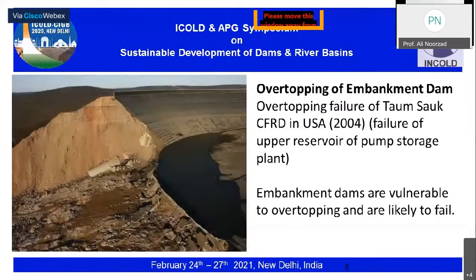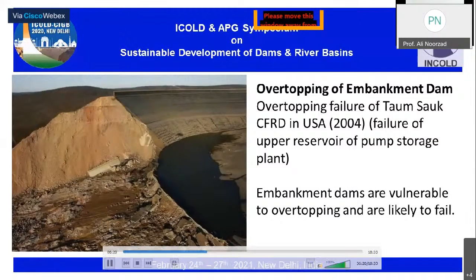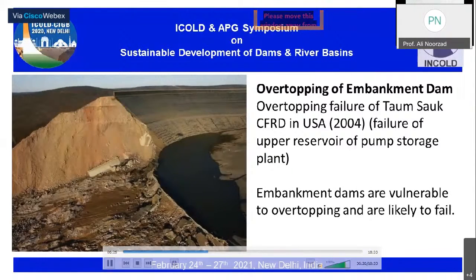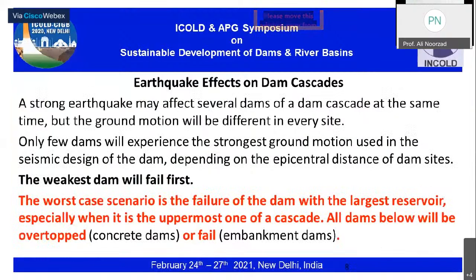On the other hand, if we look into embankment dams, if an embankment dam is overtopped, even by less than, say, 2 meters, as in the case here of the Tom Sook concrete face rockfill dam in the US, it eventually causes progressive failure and catastrophic release of the reservoir. So therefore, we can conclude that embankment dams are vulnerable to overtopping and are quite likely to fail.